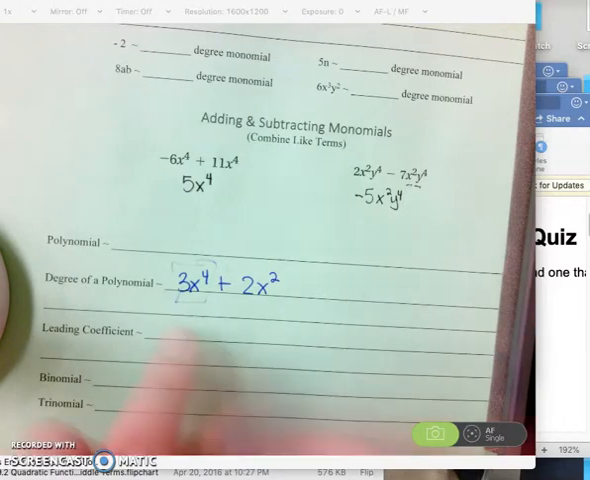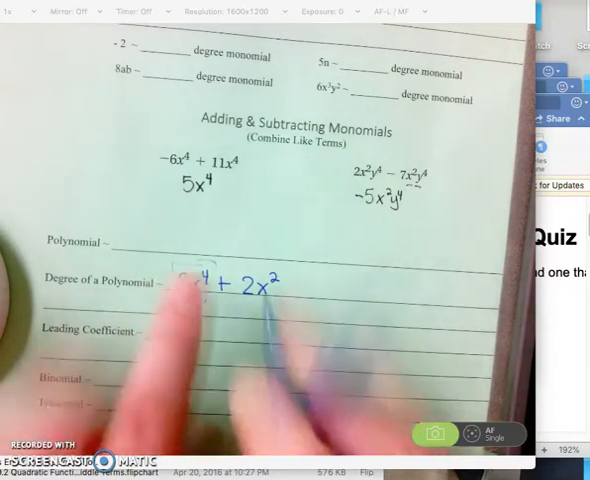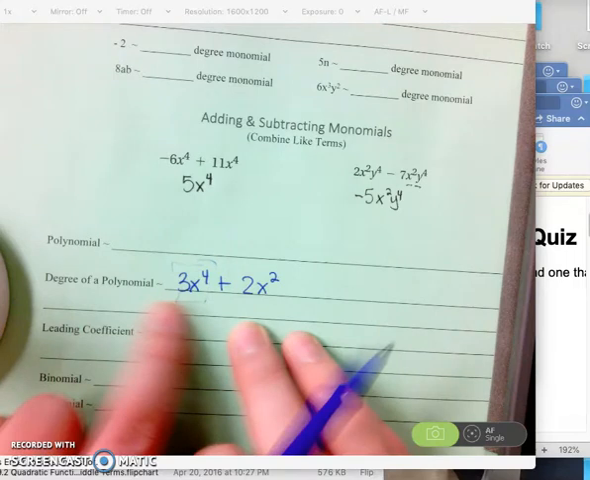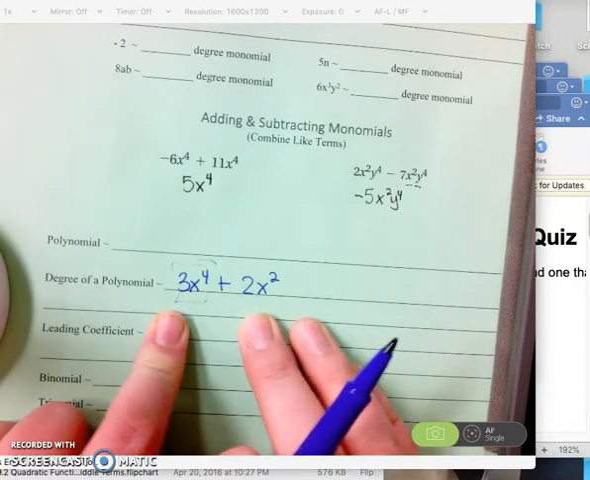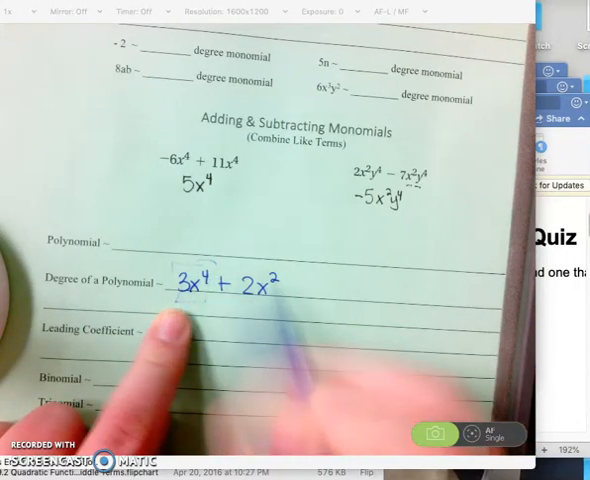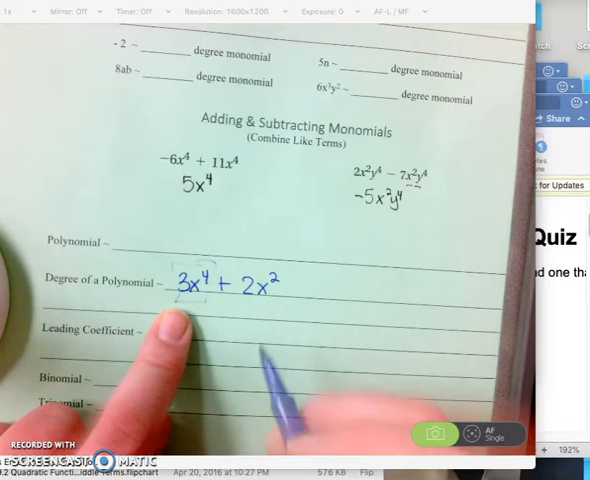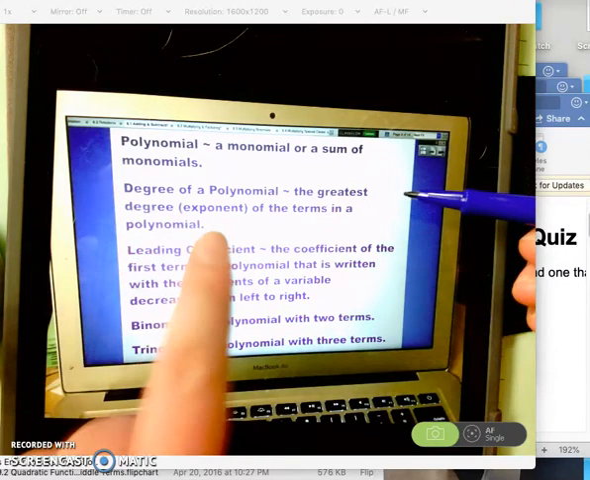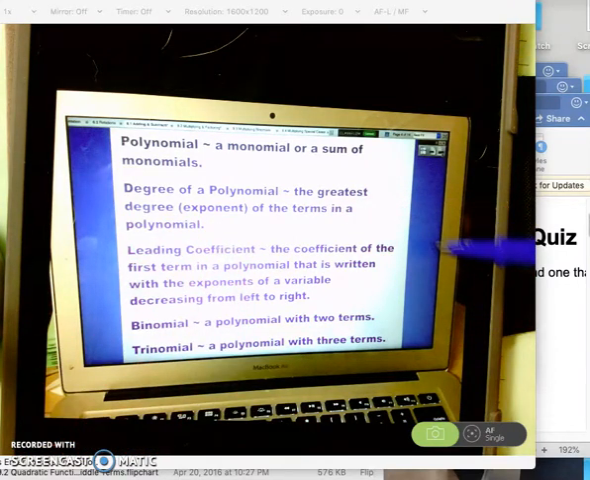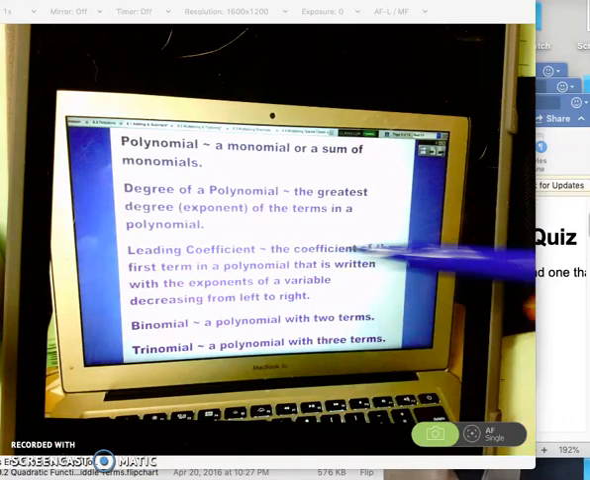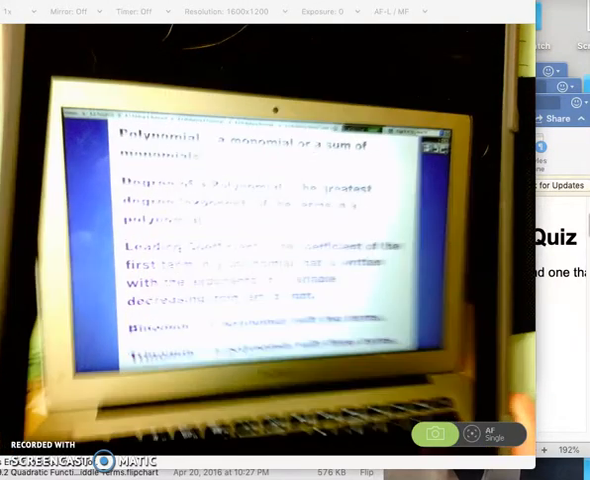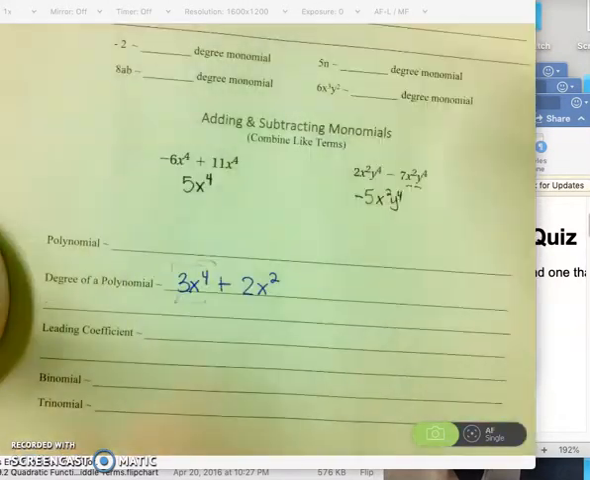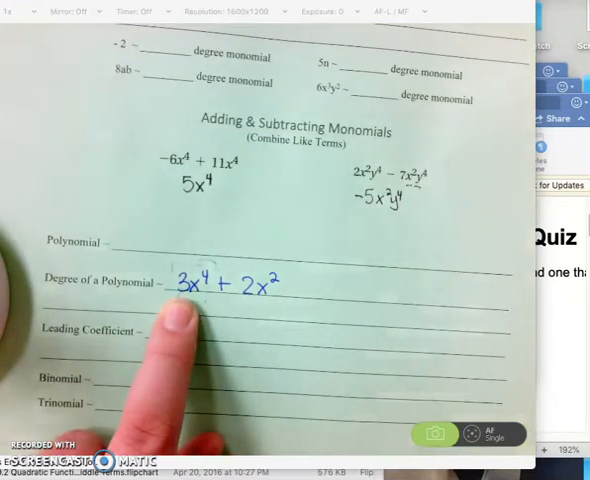So the degree of the polynomial, because these are two monomials, right? The degree of the polynomial is the greatest degree. So this is a 4th degree polynomial. So the greatest degree, or the greatest exponent of the terms in a polynomial. And then the leading coefficient is the coefficient of the first term in a polynomial that is written with the exponents of a variable decreasing from left to right. So here, the leading coefficient would be 3.